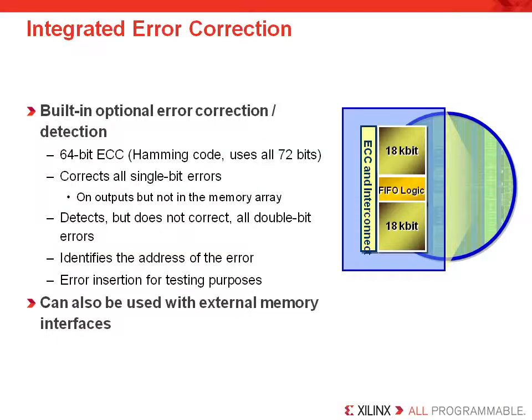The integrated error correcting logic, or ECC logic, corrects single bit errors on outputs. It can also detect, but not correct, double bit errors. Now this allows you to identify the address of the error whenever needed. This logic is dedicated in each block RAM and can be useful if you want to deliberately insert an error for testing purposes. Now this resource can also be used with external memory controllers built with the memory interface generator. That's the MIG, and that's part of the core generator.